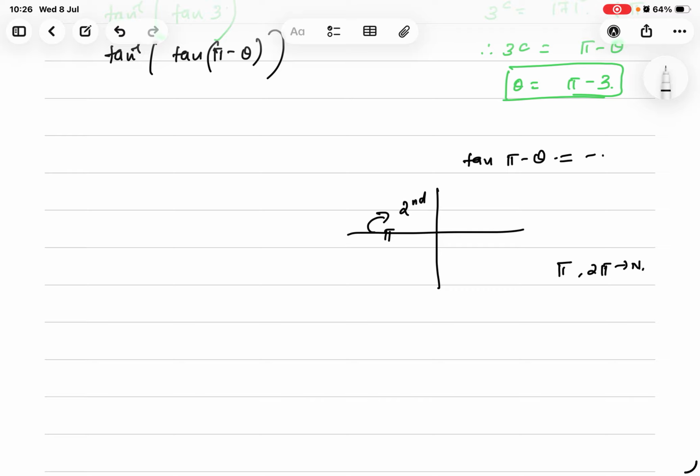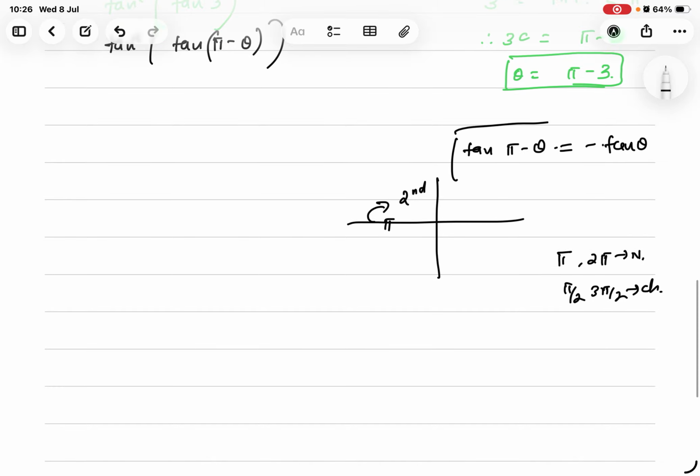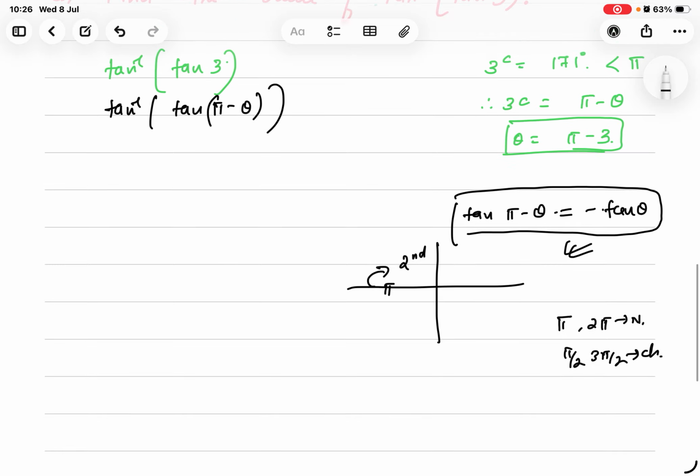It becomes what? Tan becomes tan. If it is pi by 2 or 3 pi by 2, then there is a change, and therefore it becomes cot. But here it is pi, so tan of pi minus theta is minus tan theta, and you can write it as tan inverse of minus tan theta.